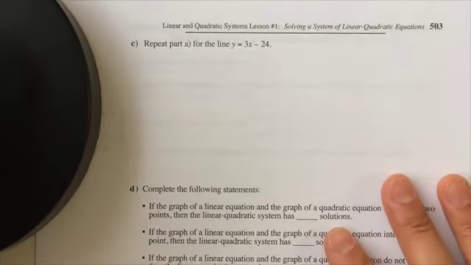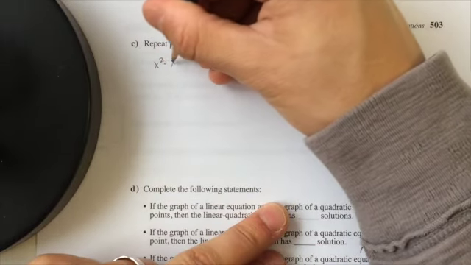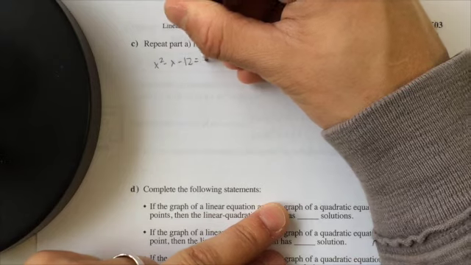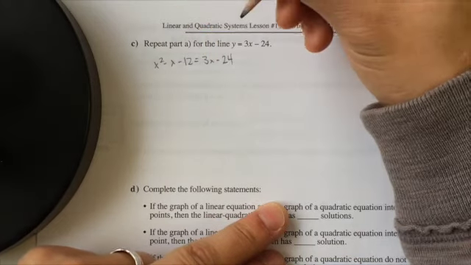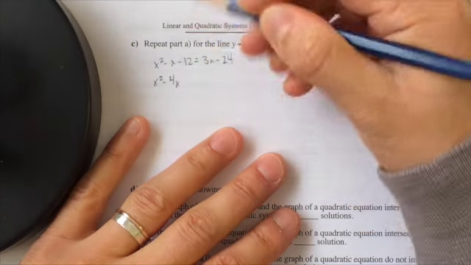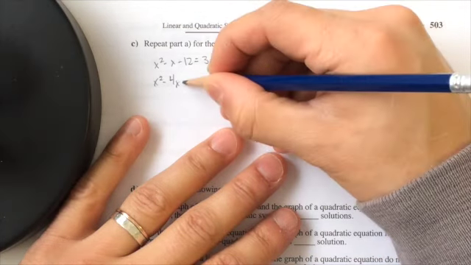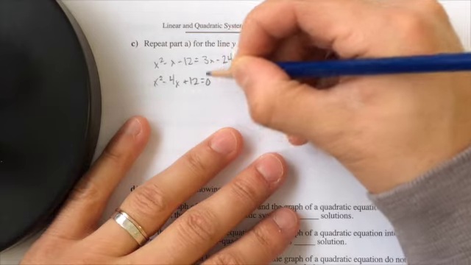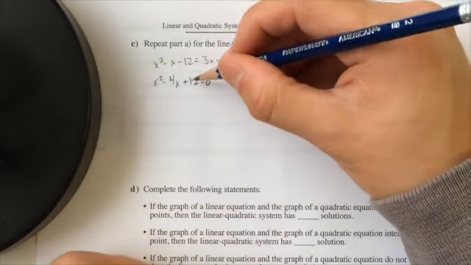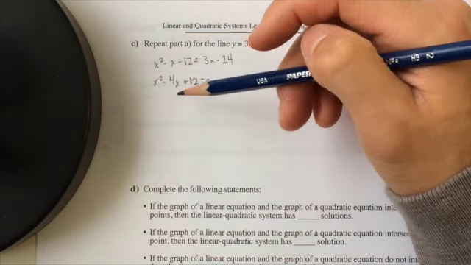Now, part C. Repeat part A for the line y equals 3x minus 24. Okay, so x squared minus x minus 12 equals 3x minus 24. Once I carry this out, I get x squared minus 4x, and if I bring this over here, I'm going to get plus 24, which would be plus 12, is equal to 0. So two integers that multiply to give me 12, and add to give me negative 4. So positive 12, negative 4.